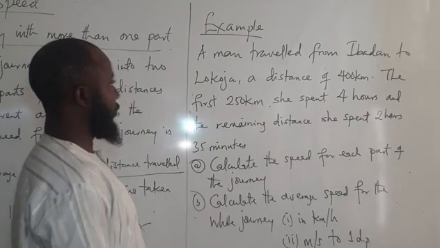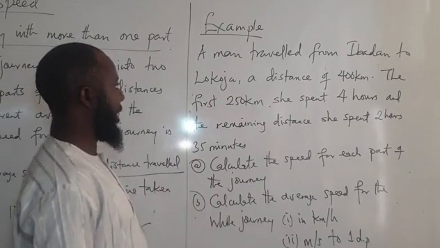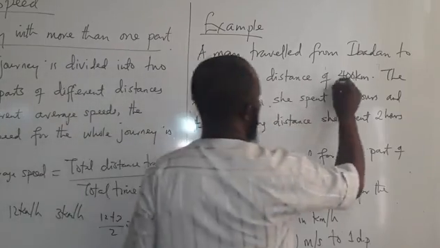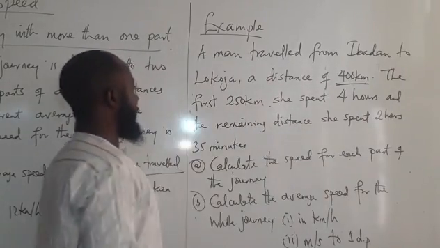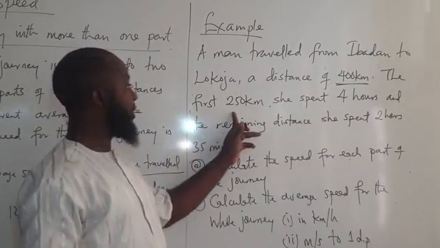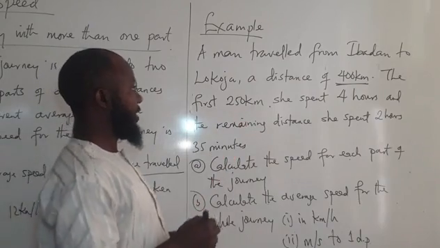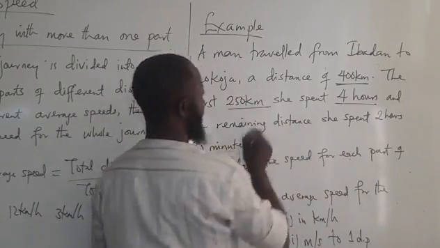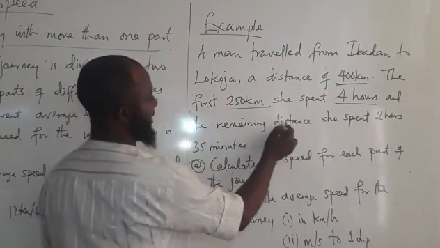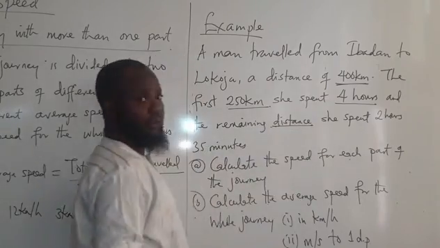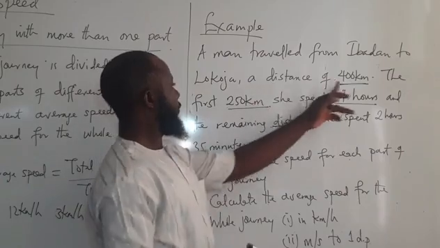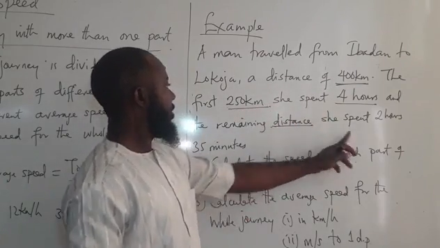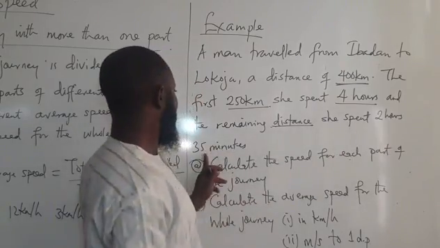A man traveled from Ibadan to Lokoja, a distance of 400 kilometers. For the first 250 kilometers, she spent 4 hours. So the first part is 4 hours, 250 kilometers. And the remaining distance, what will be the remaining distance here? That is subtraction of 250 from 400, that is 150. She spent 2 hours 35 minutes.